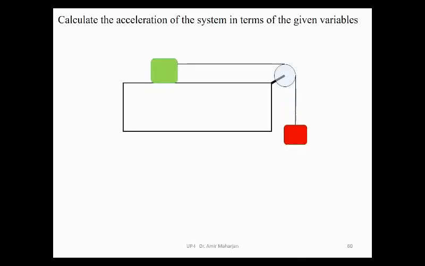Okay, the next problem is also similar to the modified Atwood machine problem, just like we did in the Newton's second law problem. But the only difference here is that the pulley is not massless. The pulley has some mass. So if the system is released from rest, what would be the acceleration of the system? Both masses must have the same acceleration, because they are connected by an ideal string.